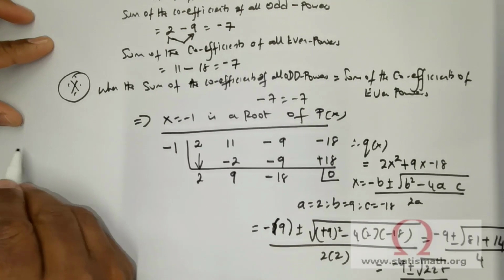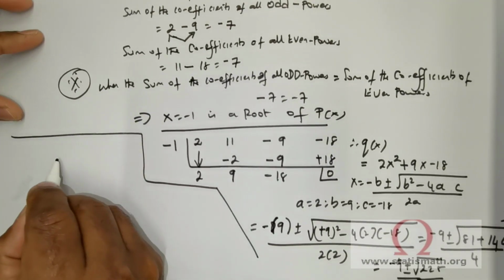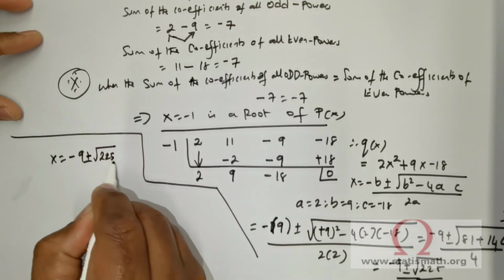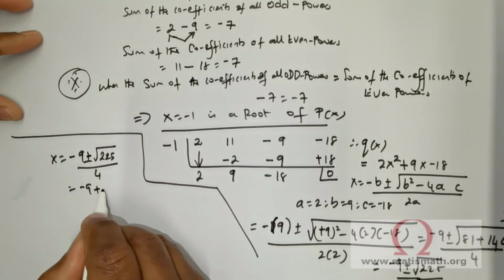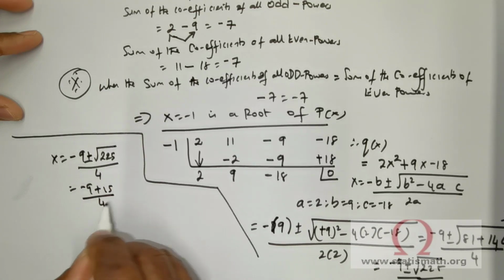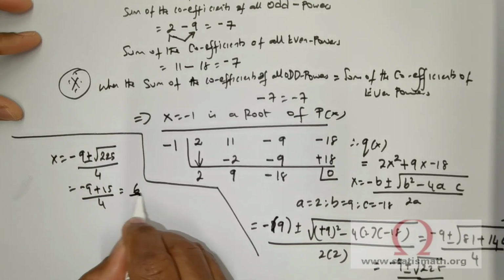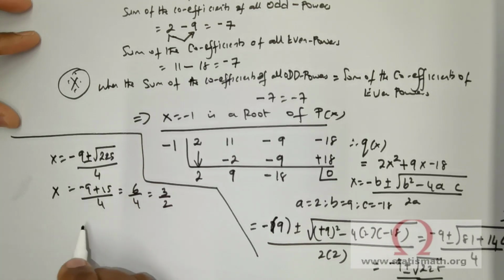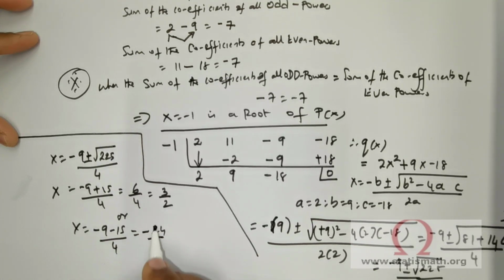So now I've got x = (−9 ± √225) / 4, where √225 is 15. So −9 added with 15 would give me 6 over 4, which is 3 over 2. So this is one root. Or x = (−9 − 15) / 4, which gives me −24 divided by 4.